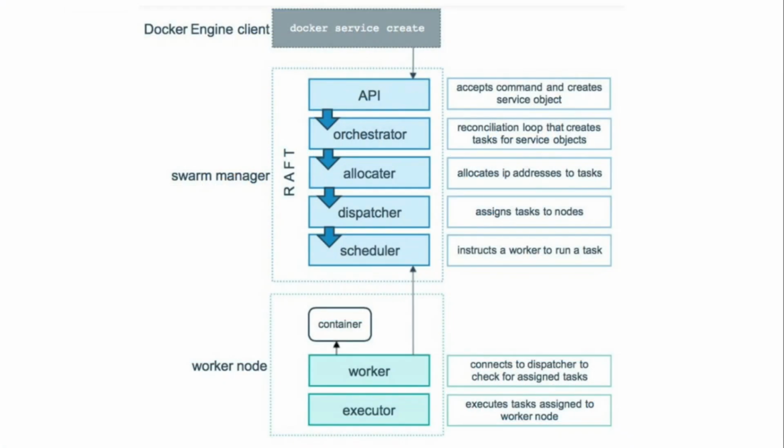So before creating the cluster, I want you to have a look at the Docker service architecture, which explains how the Docker Swarm manager and the worker node function together. As you can see, we have different components available inside the Docker Swarm manager, which are the API component, orchestrator, allocator, dispatcher, and also the scheduler. And similarly in the worker node, we have the worker and the executor.